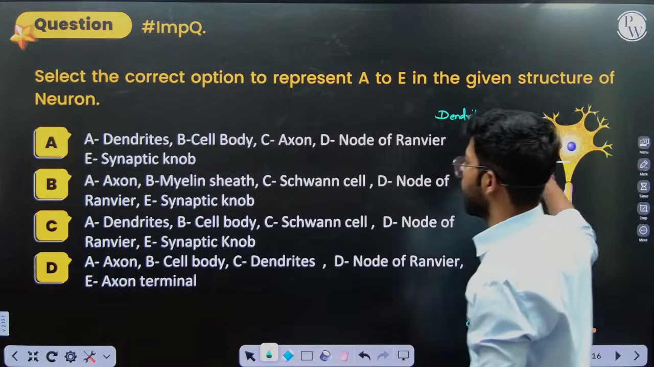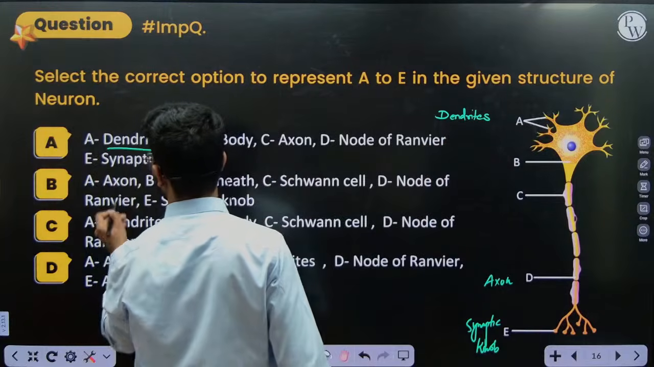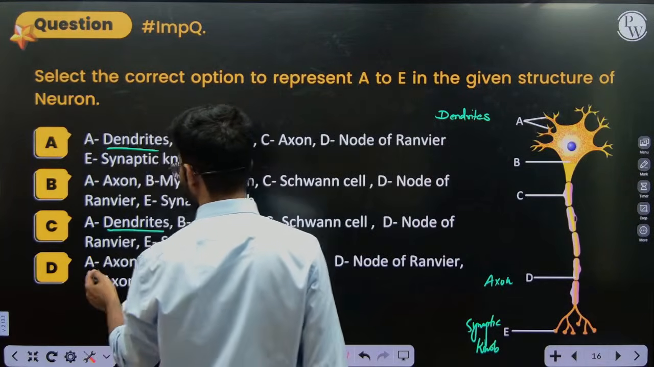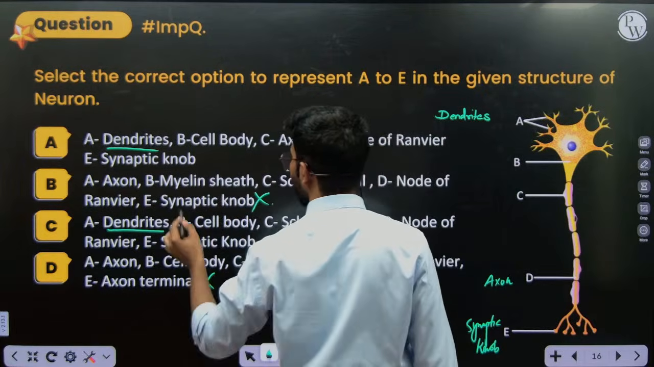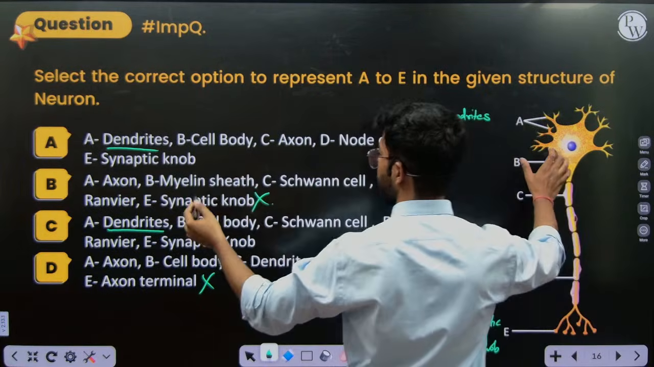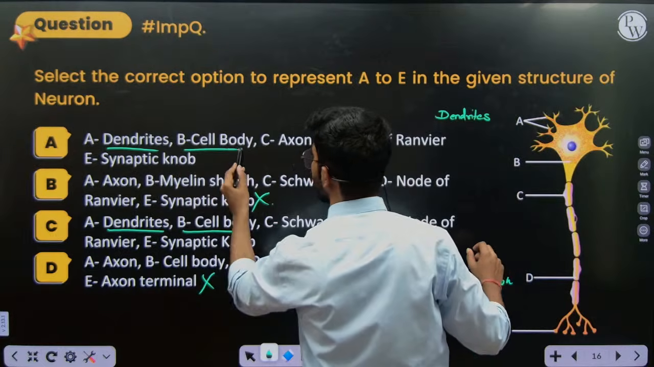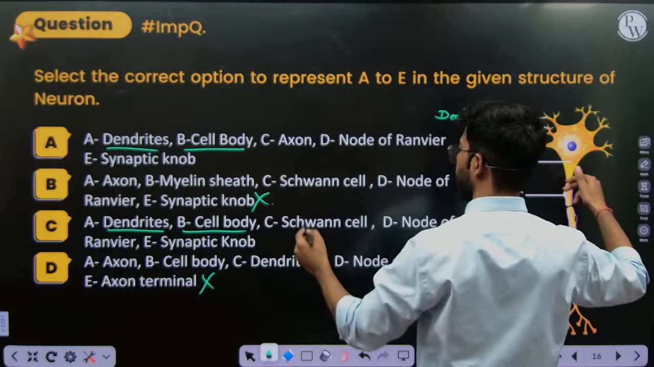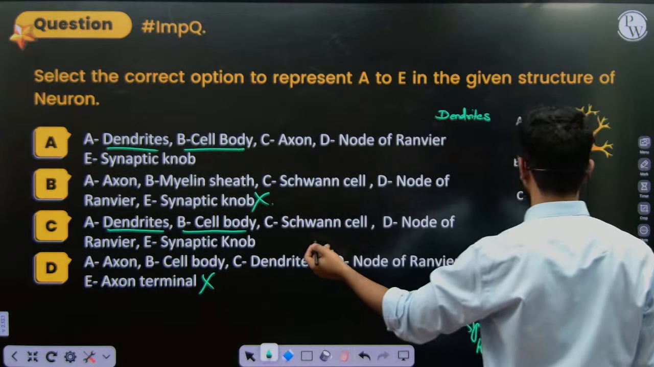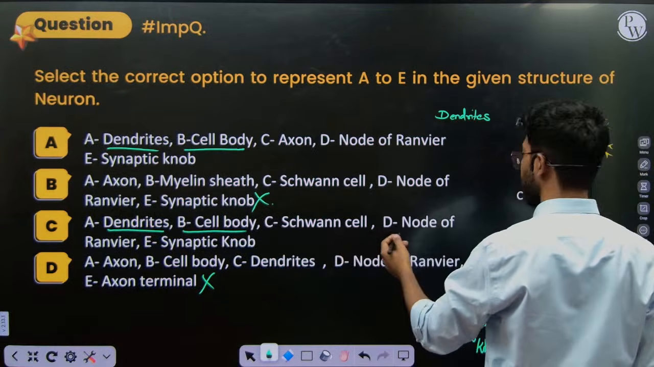So A is dendrites, that means these two are incorrect. B is the cell body or cyton, and then C is the Schwann cell here, and D is the node of Ranvier.